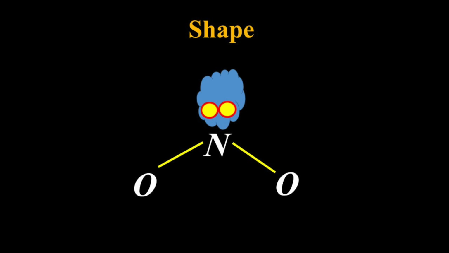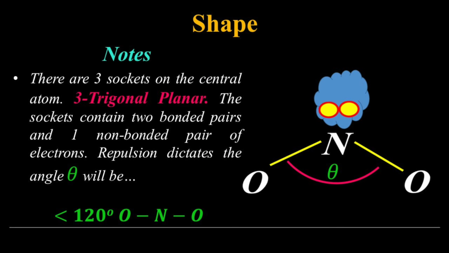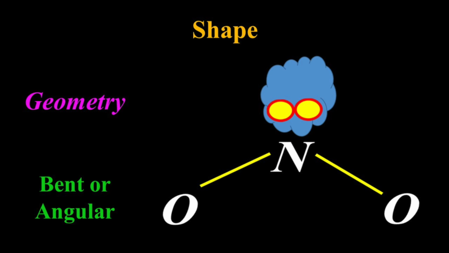Let's look at a note. It says there are 3 sockets on the central atom, 3 trigonal planar. The sockets contain 2 bonded pairs and 1 non-bonded pair of electrons. Repulsion dictates the angle will be less than 120 degrees, O-N-O, because of that non-bonded pair pushing things closer together. So that's going to give a bent or angular geometry.